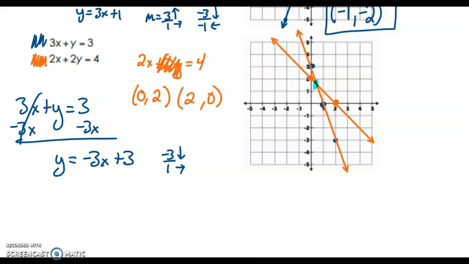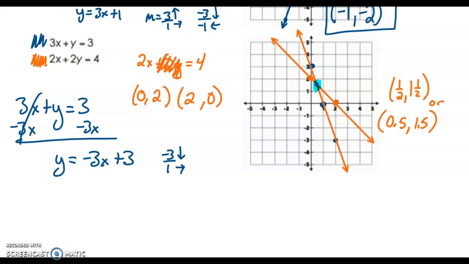This looks like a decimal. This point that they intersect is right there. So we're looking for that. That point looks to me like it's over a half and up 1.5, or (0.5, 1.5). It just depends on how you want to write it. So either one of those would be fine.